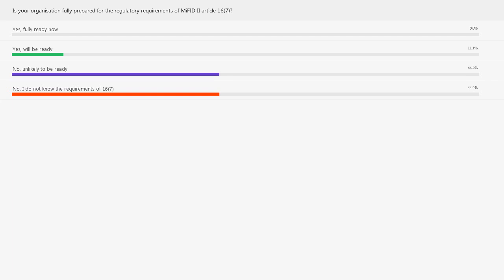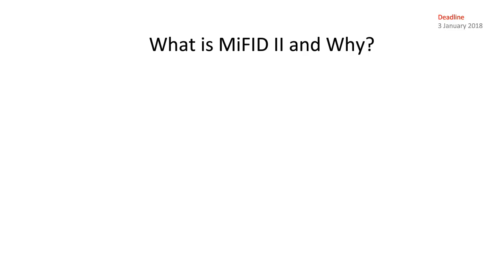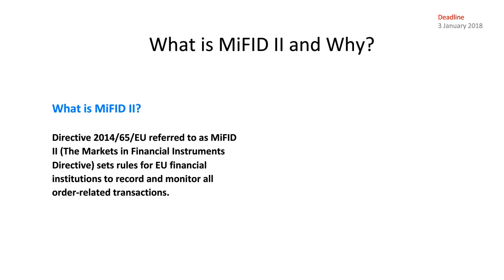As we know, MIFID II is the new requirements. It's the Markets in Financial Instruments Directive, and it sets out rules for EU financial firms and institutions to record and monitor all order-related transactions. Essentially, this will extend and reform the original MIFID framework, which was originally designed for the equities market and implemented back in 2007. Whereas MIFID I was aimed at creating a single European market in equities trading, MIFID II is a response to the financial crisis.